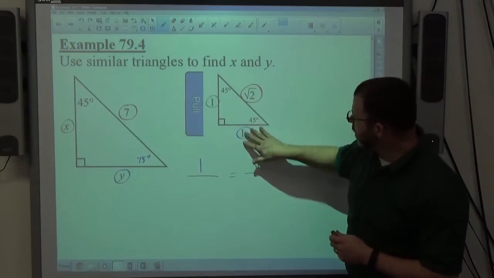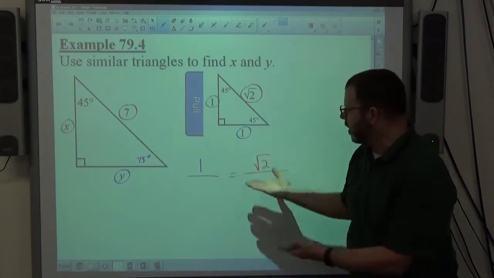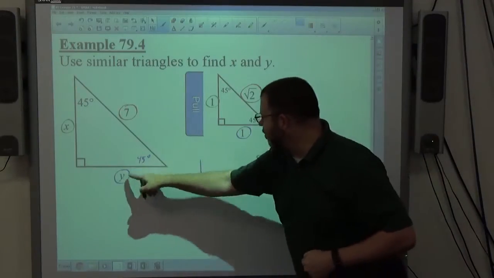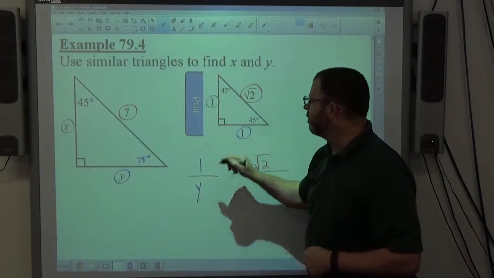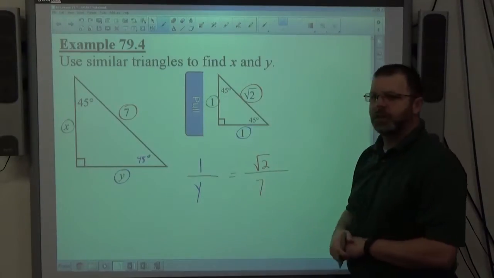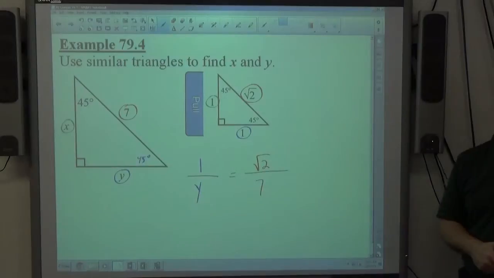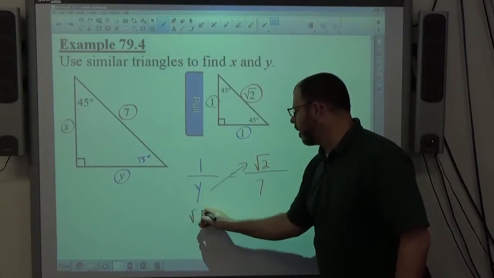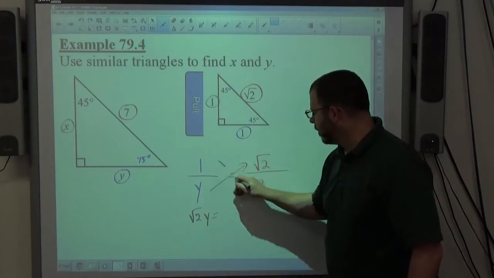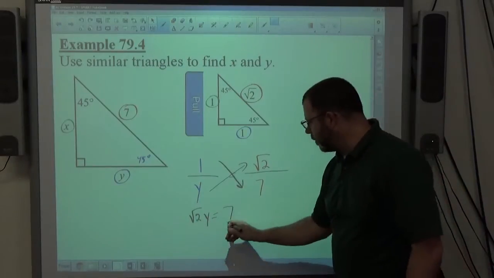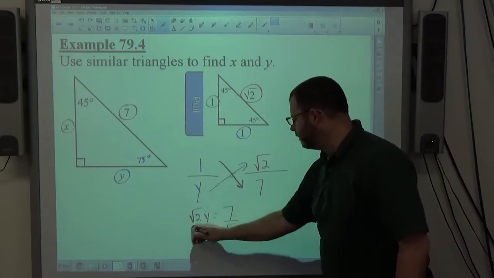So both of these measures, 1 and square root of 2, came from this triangle. Both go on the same side of the fraction. Y matches up to 1, so 1 and y go on the same fraction. 7 matches up to square root of 2, so 7 goes in the same fraction as square root of 2. If I were to cross multiply this, the square root of 2 times y is equal to that product, 7. And if I want to get y equals, I simply divide by the square root of 2.